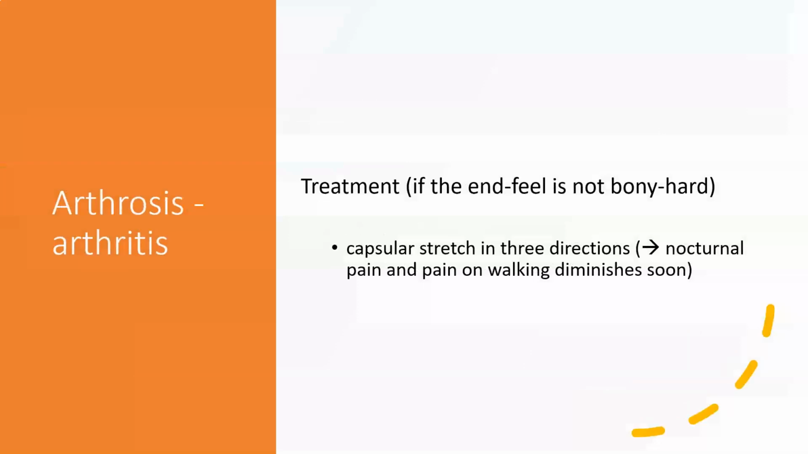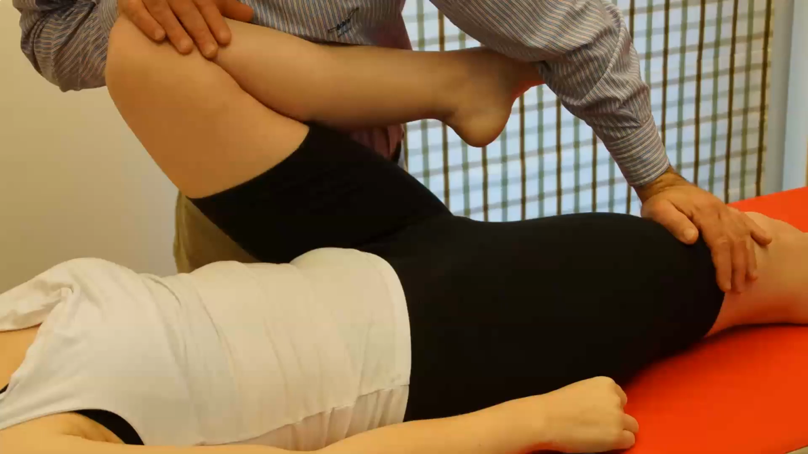What can we do in case of a hip arthrosis if it's not too advanced? That means if the end feel is not bony hard. Or in an arthritis, well, we can do capsular stretch. And the capsular stretch is going to have pretty soon an effect on the pain at night and the pain on walking. We're going to stretch in 3 different directions.